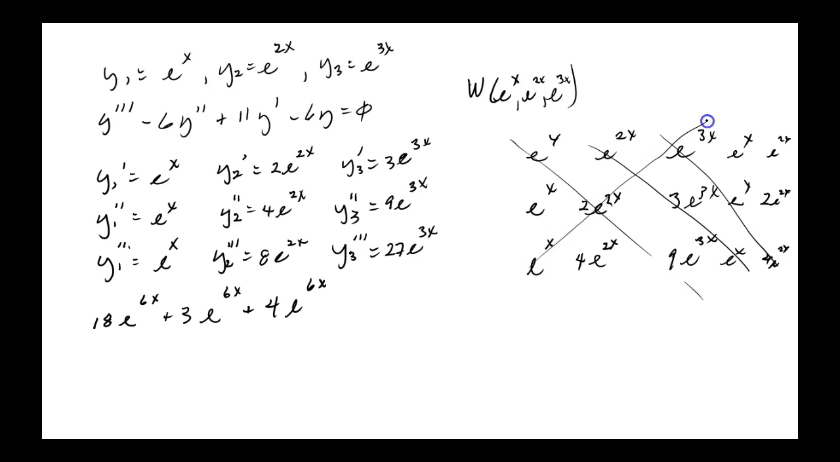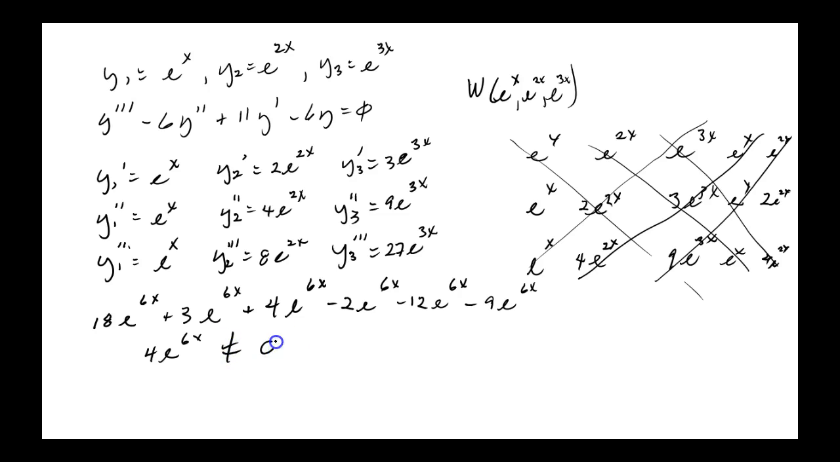Now those are your 3 down diagonals. Now you subtract your 3 up diagonals. Okay? Minus 2e to the 6x. The next one's going to be a minus 12e to the 6x, right? And then a minus 9e to the 6x. So your negative numbers equal 23, well, no, that's not 23. It's, yeah, it's 23. The other one's equal 25. So that's going to be 4e to the 6x, which is not and never will be 0.